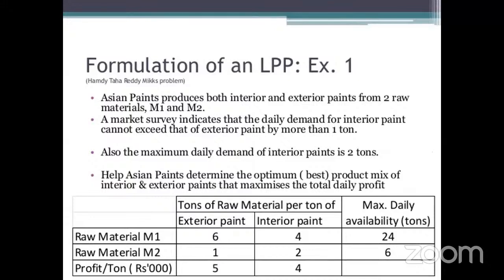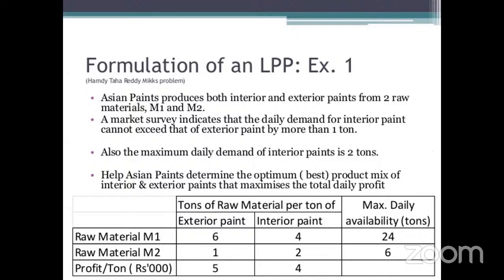So the two conditions are the raw material M1 and M2 related points, where they need to use that material to prepare the paints, interior paints and exterior paints. Apart from that, there are two other conditions, the second and third points. A market survey indicates that the daily demand for interior paints cannot exceed that of exterior paints by more than 1 ton. That is one more condition we need to follow. And also the maximum daily demand for interior paints is 2 tons.